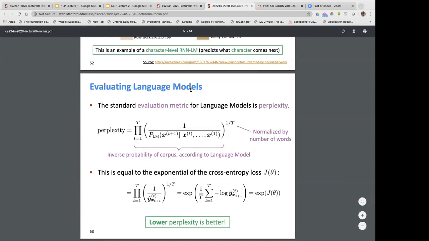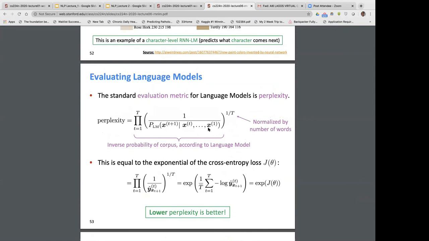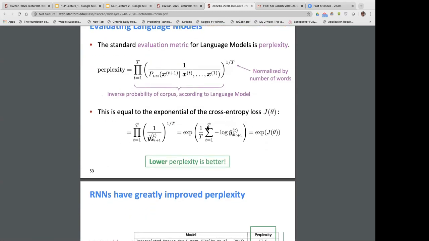How do you evaluate language models? There's something called perplexity that is the evaluation metric for language models. It's basically the inverse probability of your whole corpus according to your language model. So it's the product of all probabilities, normalized by the number of words that you have in your data. Usually you should have a lower perplexity. That's something you could check out.